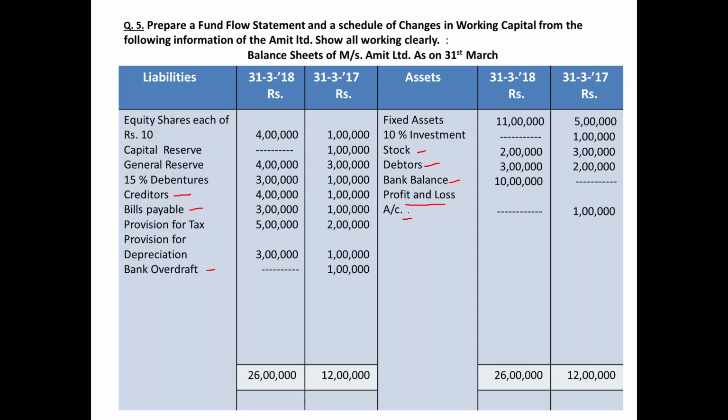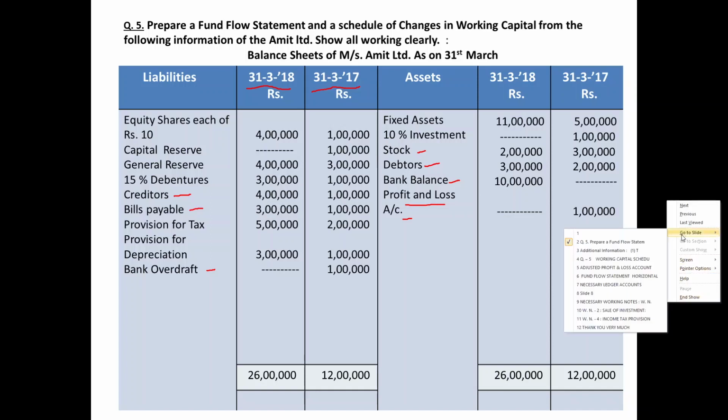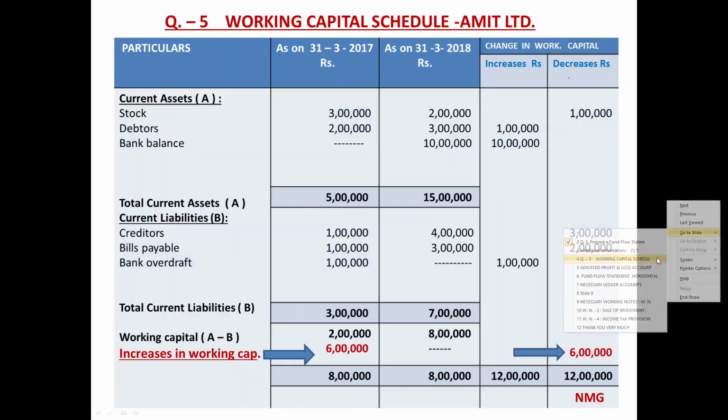Before we go for the working capital schedule slide, be careful about the column of years given over here. 18 first, then 17. So you have to be careful before you start the solution of the question. This sequence has been given in reverse, 18 and then 17. And we have to prepare the fund flow statement and its related process for 2018. Working capital schedule for these three items of current assets and current liabilities.